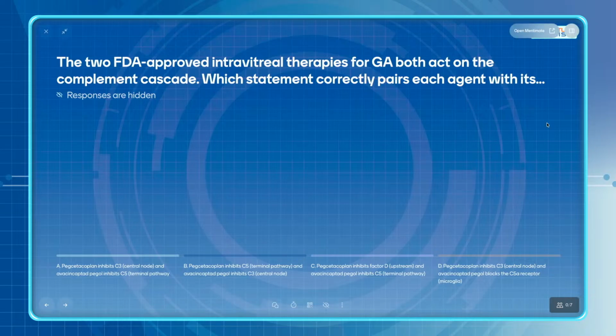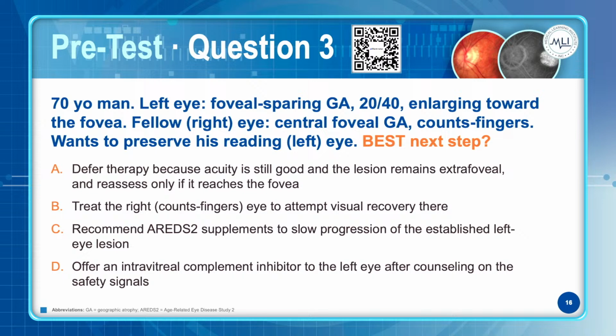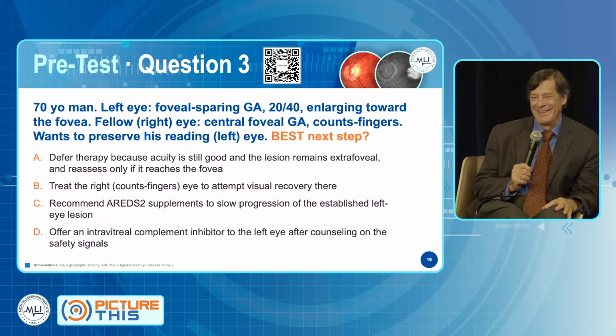All right, we'll go to the third question. 70-year-old man, left eye, foveal sparing GA 2040, enlarging towards the fovea, fellow right eye, central GA, count fingers. Wants to preserve his reading left eye. What are the best next steps? Glenn, what would you do? I'm hiding my answer. I'll wait to the end. Good. That's what we wanted to hear.